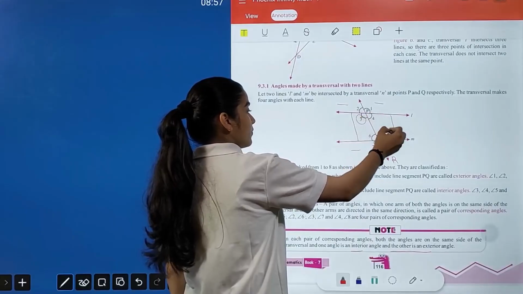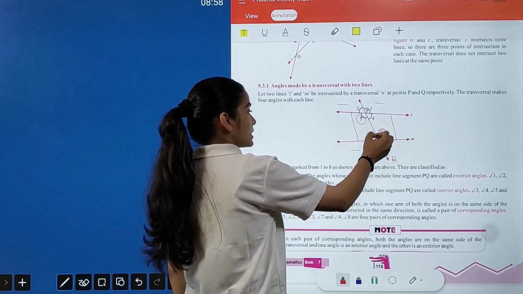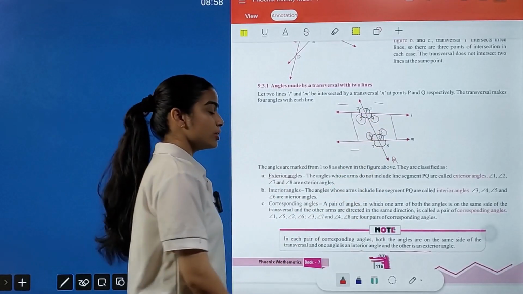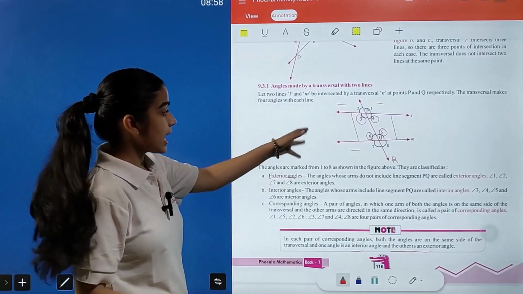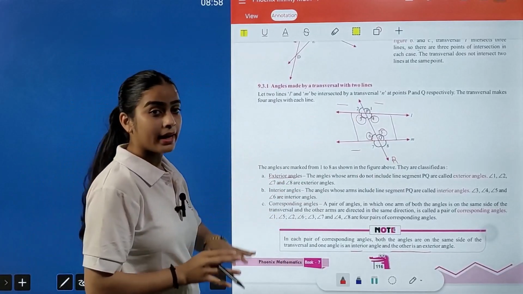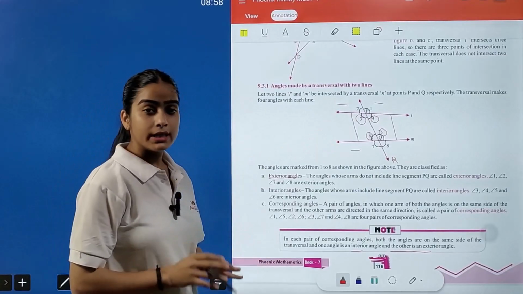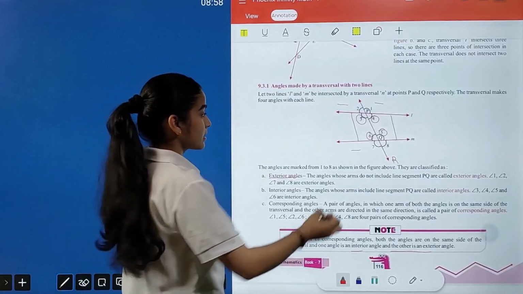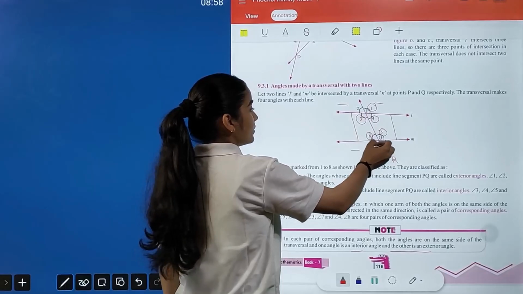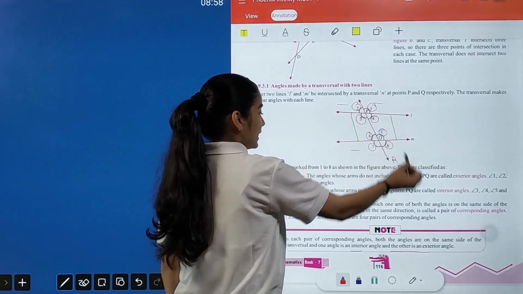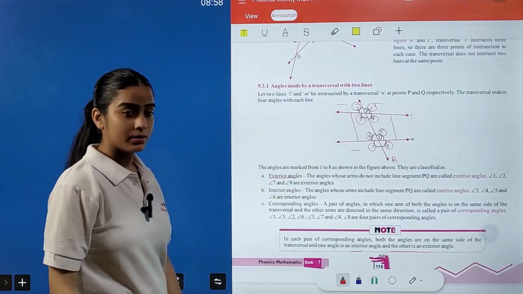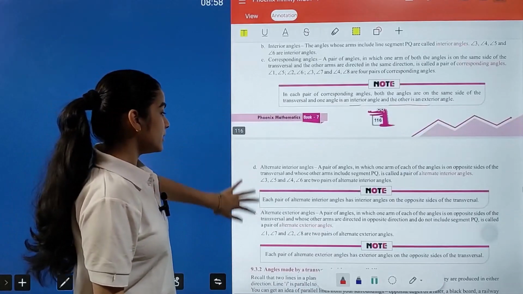So angle 3 and 5 are alternate to each other. Angle 6 and 4 are alternate to each other. And these are because they lie inside of line N and M. So that is why they are interior alternate angles. And angle 1 and angle 7, angle 2 and angle 8, because they are outside of the lines L and M, they are called alternate exterior angles.